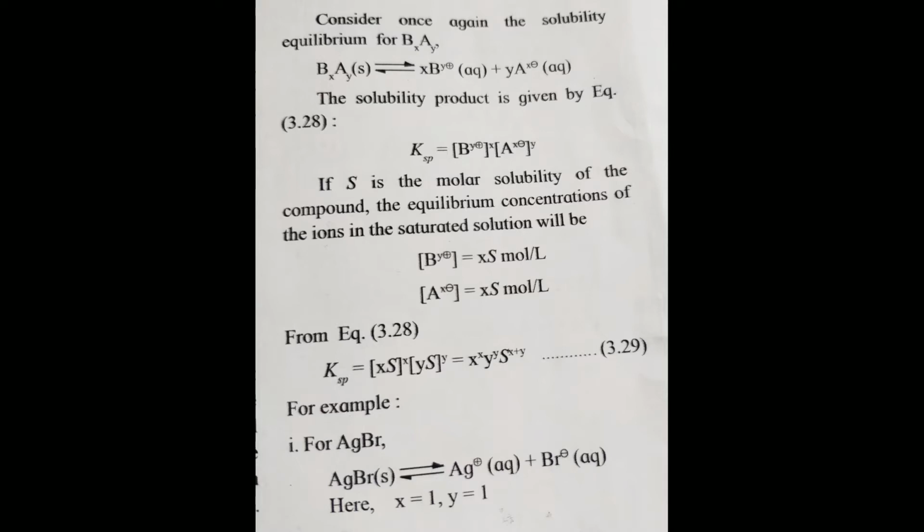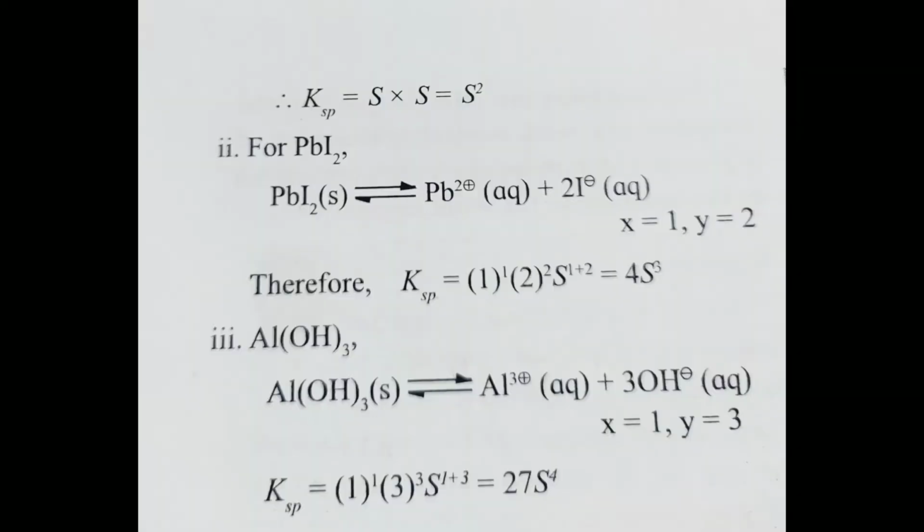For example, for AgBr we get at equilibrium Ag+ plus Br-. Here the value of x is equal to 1 and y is also equal to 1. Hence, the solubility product value, that is Ksp, is equal to S into S, which is S square.